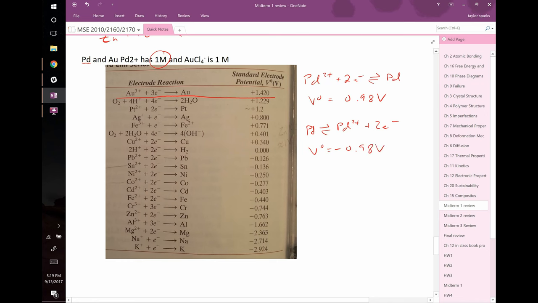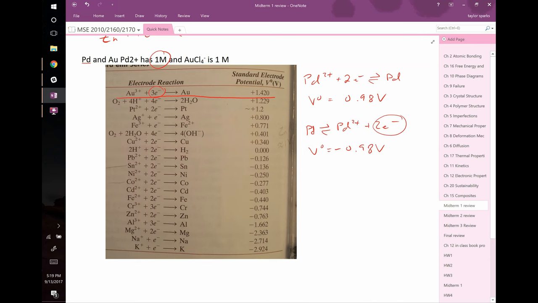Not yet. What do we need to do? Remember, this is critical. When you add your redox reactions together, you have to have electrons cancel. Right now, we've got 3 electrons from our gold. We only got 2 on our palladium. So what do we have to do to this reaction? Yeah, let's multiply gold by 2, multiply the palladium by 3.